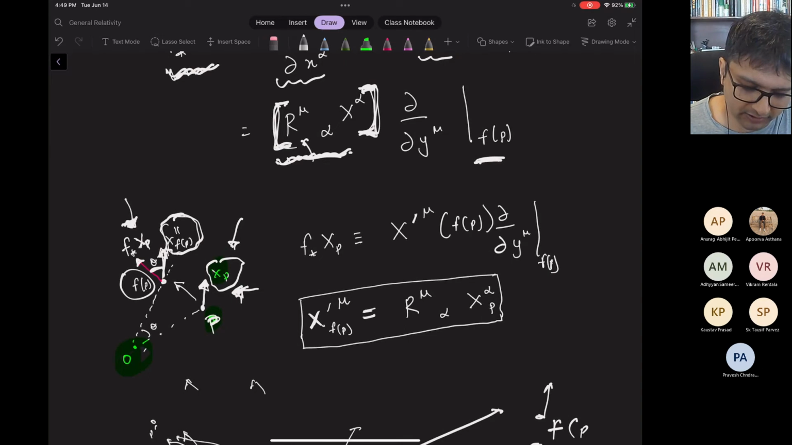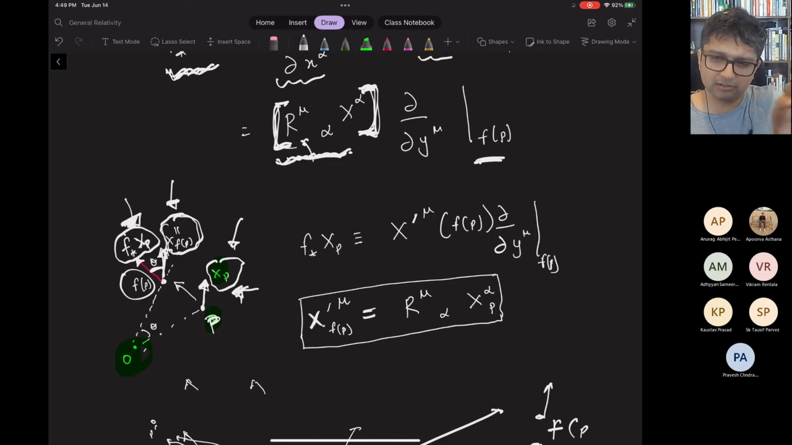The components of the vector themselves are rotated. And you can compare this push forward with the parallelly transported vector x, x parallel f of P. And you will see that this push forward is rotated relative to the parallelly transported x.